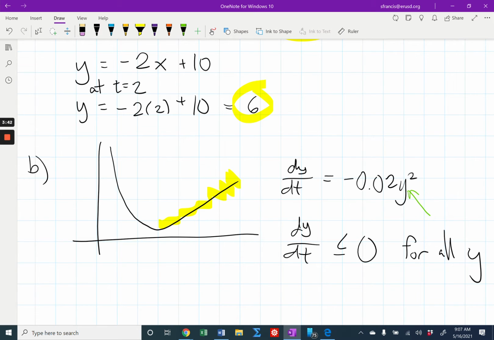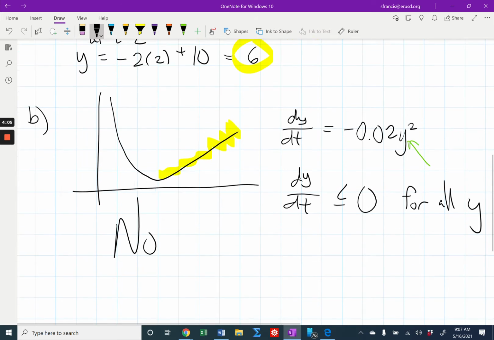It's only a 1 point question, and you have to say no, and you have to explain why. And the explanation, again, is something relating to the fact that the derivative is always less than or equal to 0. Therefore, the graph of a solution has to be always decreasing, and this graph has a portion that is increasing.